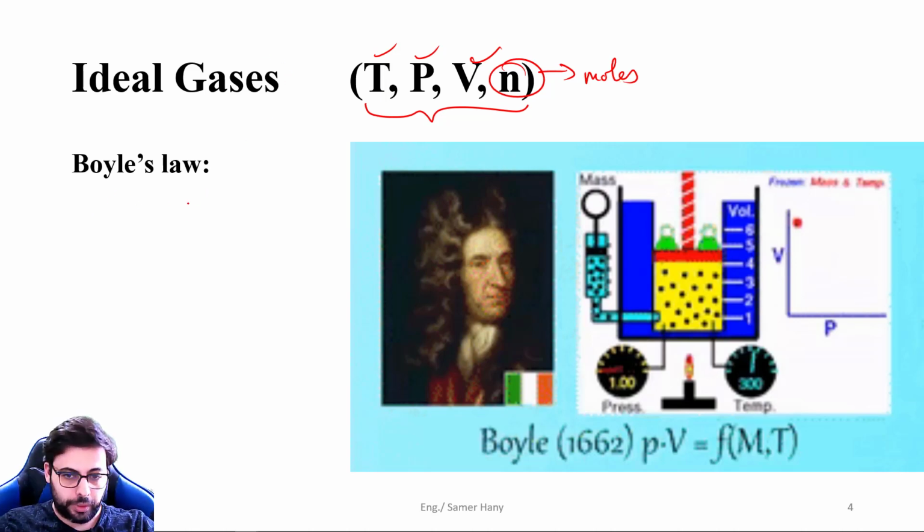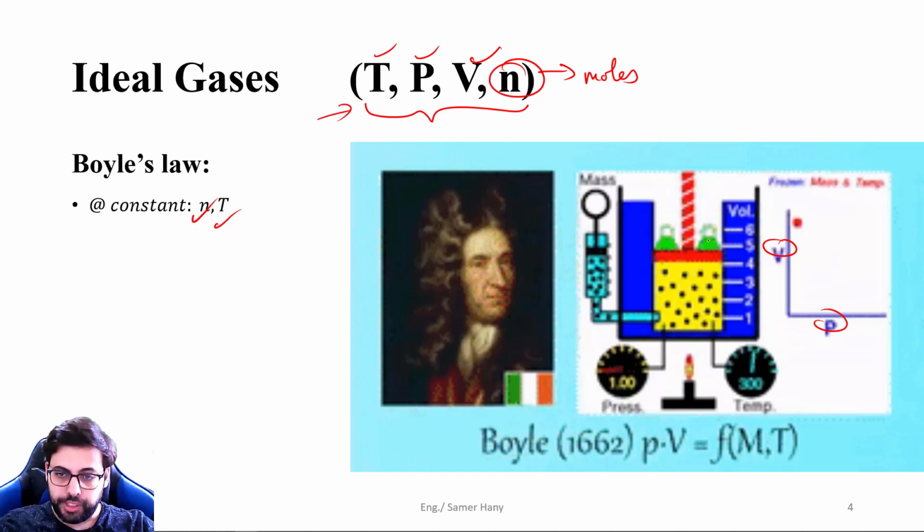So the first scientist to start hypothesizing or forming a relation was Boyle, and he studied the relation between the volume and the pressure, okay, and fixed everything else. So amount and temperature are fixed. We'll start studying the effect of pressure on volume and vice versa.